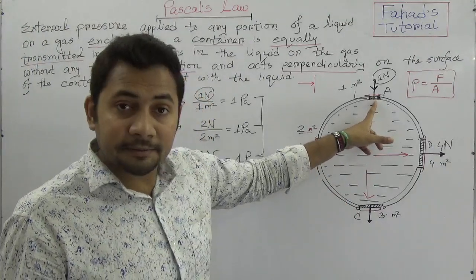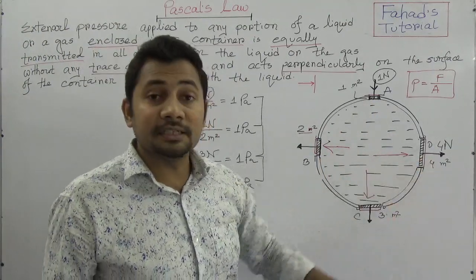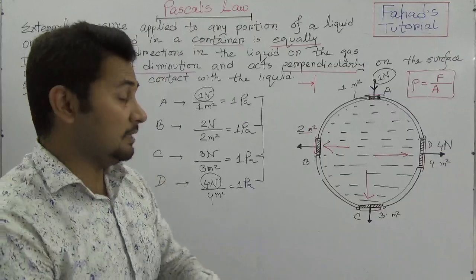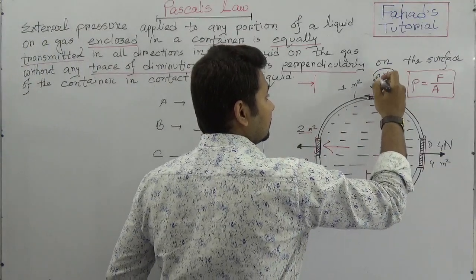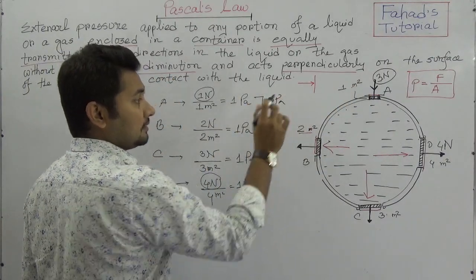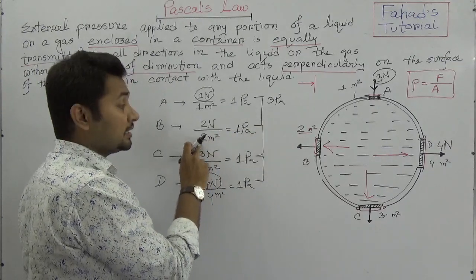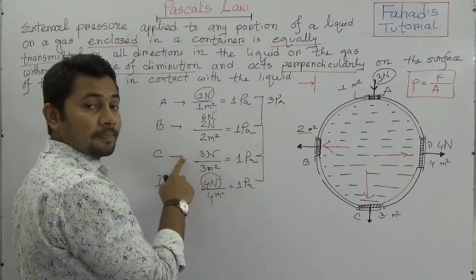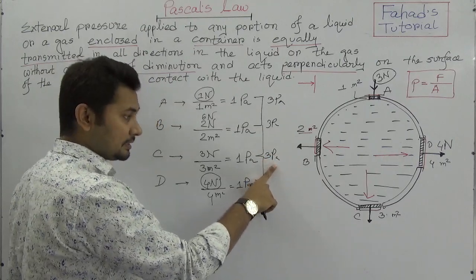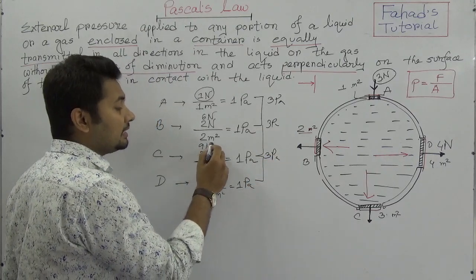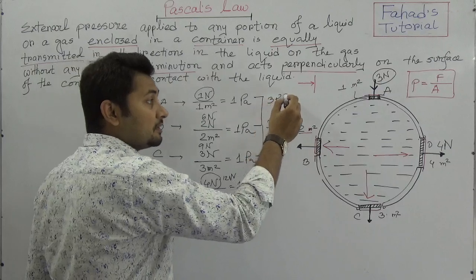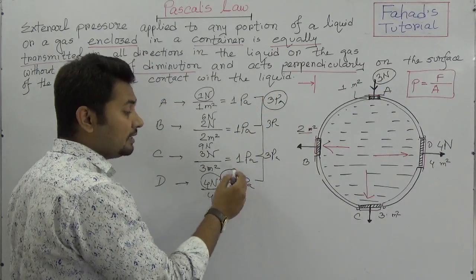So in piston A, piston B, piston C, and piston D, all pistons will have 1 pascal. If we got 3 newton upon 1 meter square, then it will be 3 pascal. So making it 3 pascal upon 2 meters square, it should be 6 newton, and it would be 3 pascal. If it is 3 meters square, it should be 9 newton. And here it would be 12 newton. So we see that we are putting 3 pascal, but 12 newton is exerted.